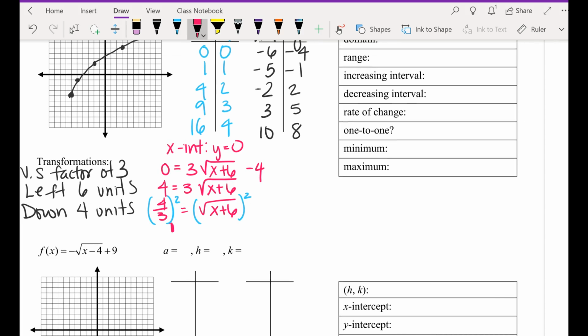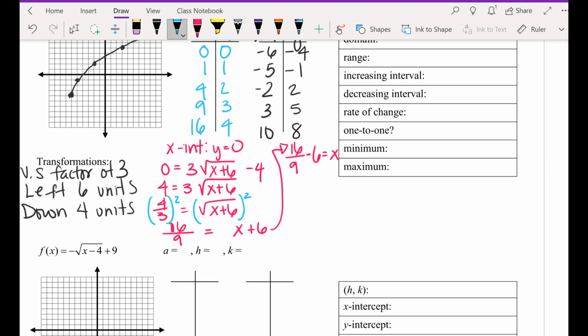Great. 16. So on the top is 16 divided by 3 squared, Skylar? 9. Great. The radical's gone, so now I have equal to x plus 6. How do I solve for x from here? Subtract, right? If I subtract 6 from both sides, would you agree that it looks like this?